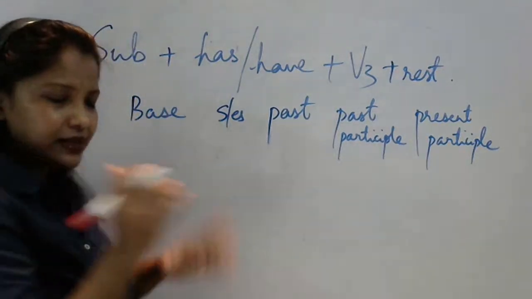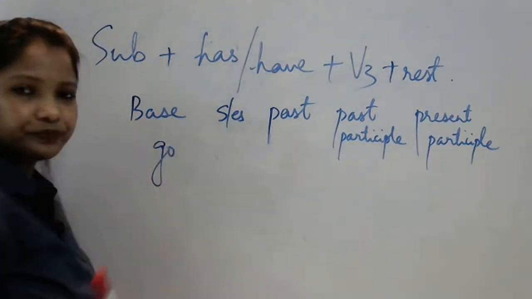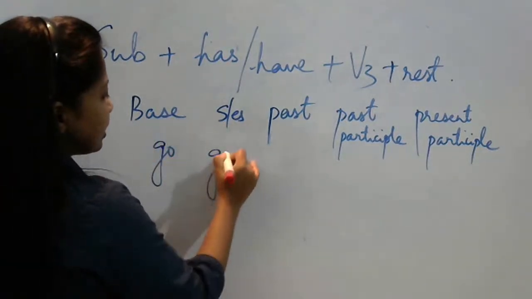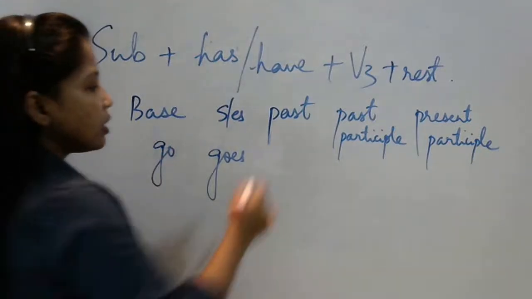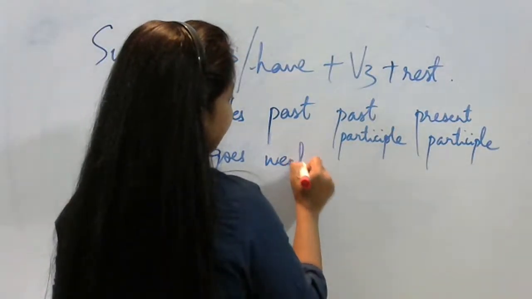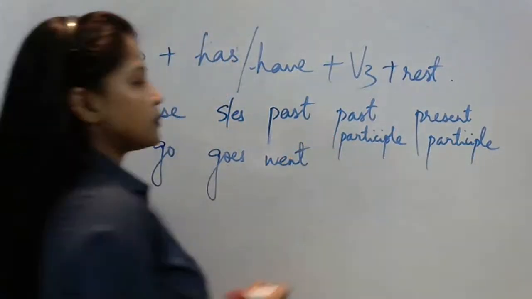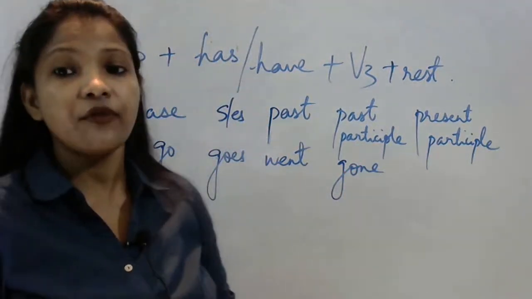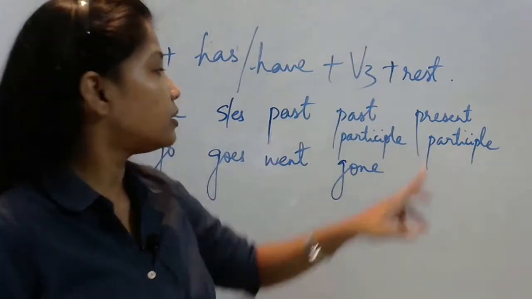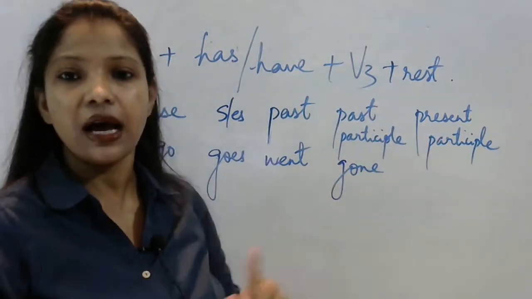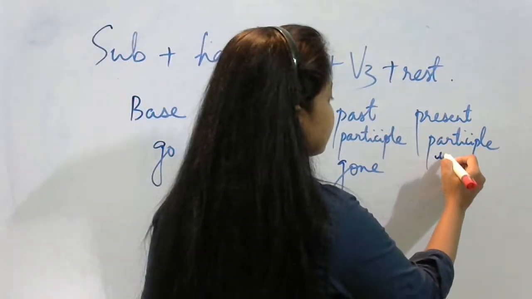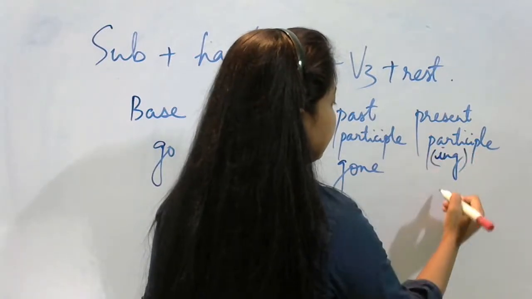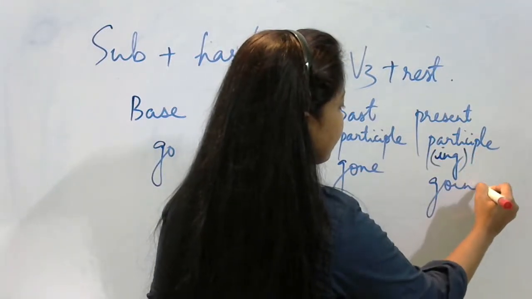Let's take an easy example. Go. S-E-S क्या होगा इसका? Goes. Past हो गया. Went. Past participle is gone. And some of you do not know that present participle is the ing form. ing form को हम present participle भी बोलते हैं. It becomes going.